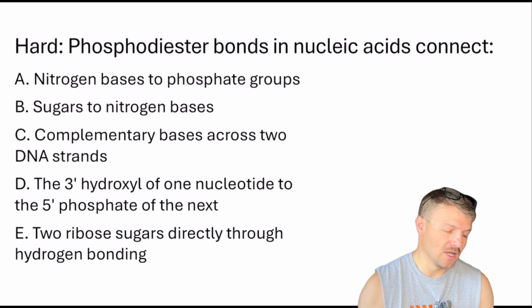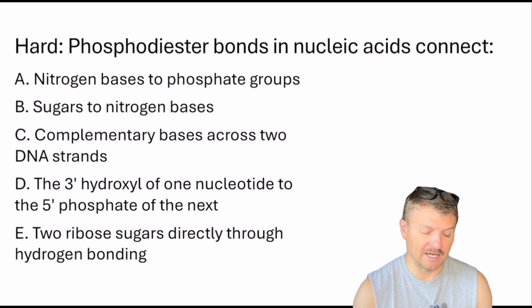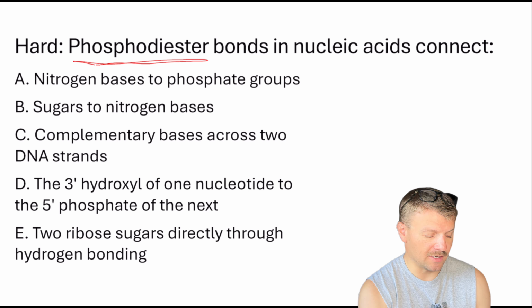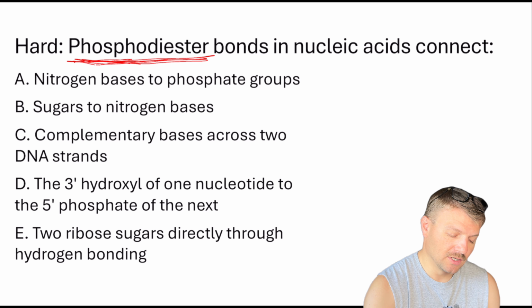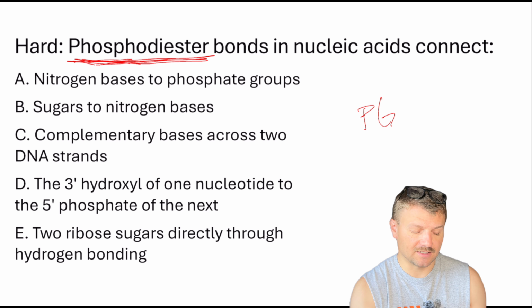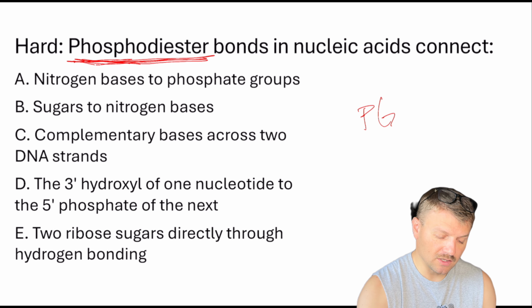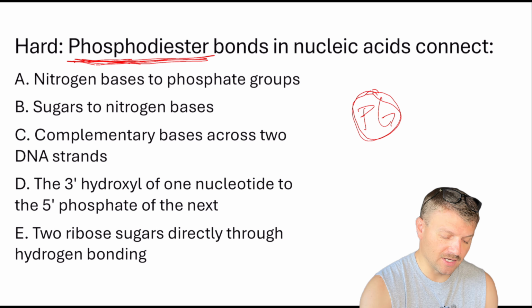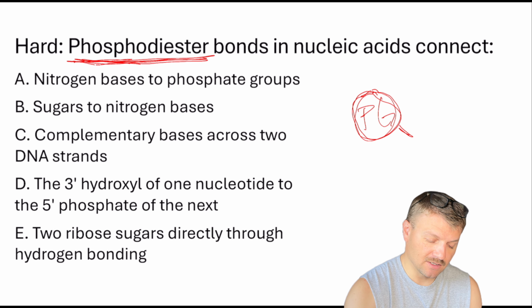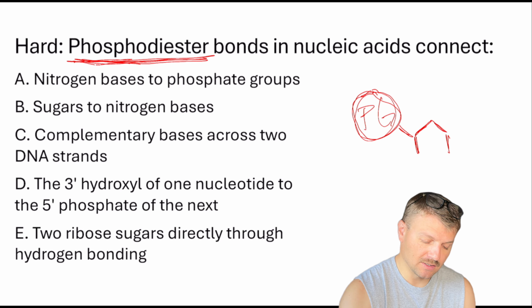Here's our last question. Phosphodiester bonds in nucleic acids connect... The reason why this question might be a little bit more difficult is this part right here. A lot of students get tripped up on really big words. So remember, when we're breaking this word down, phospho is going to really signify that it's connecting a phosphate group. So what we're going to look at is what the phosphodiester bonds connect, and that's going to be between the sugar molecules and the phosphate groups of neighboring nucleotides.